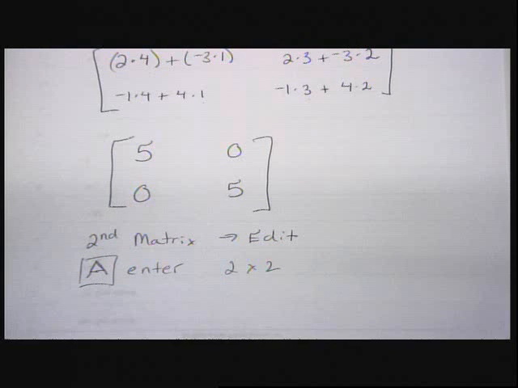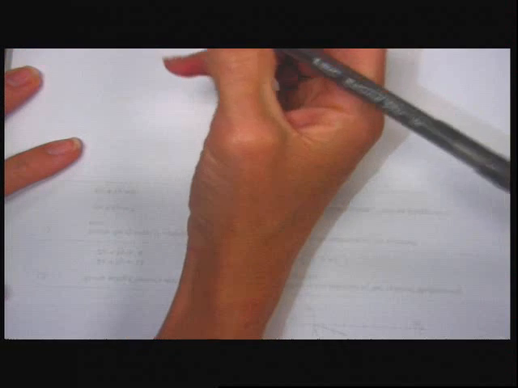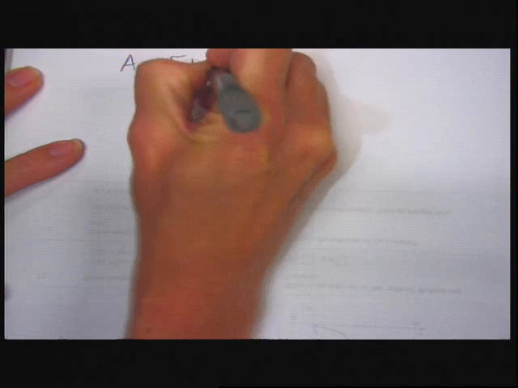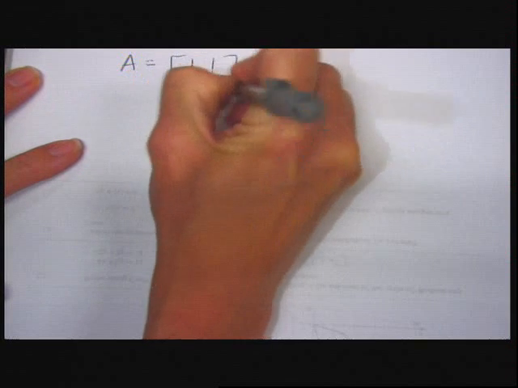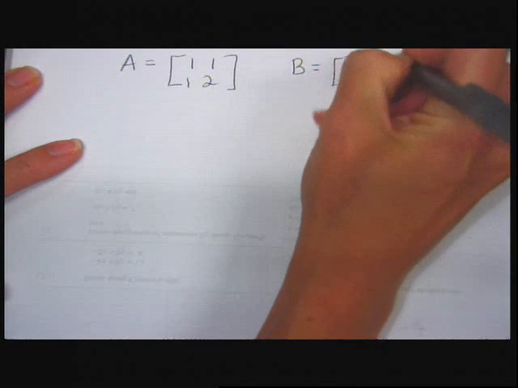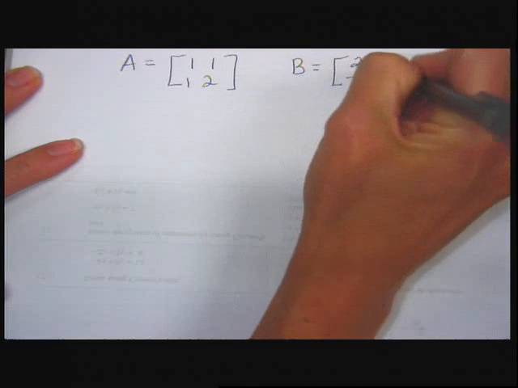All right, so let's try number 2. It says, determine the value of the constant K in the matrix B so that B is equal to A inverse. Okay, so A is 1, 1, 1, 2, and B is 2, negative 1, negative 1, K.